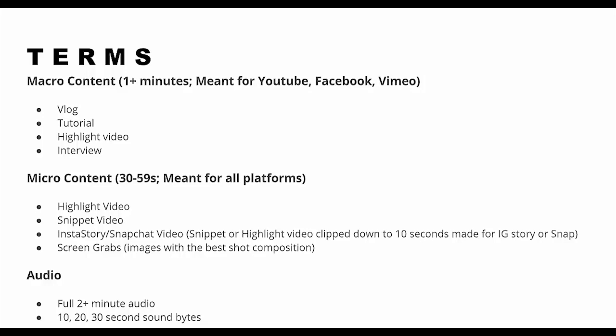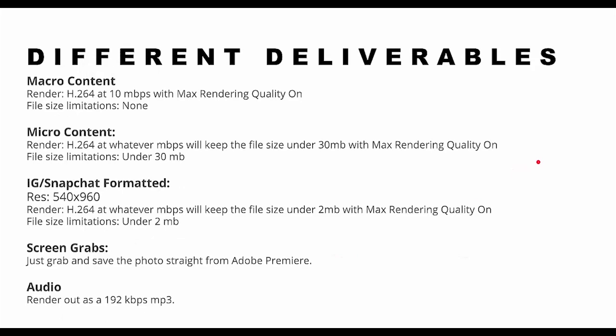It's just up to you how you want to go with it. So the different types of deliverables. This is for you guys, the video editors. Macro content: render at H.264 at 10 megabits per second with max rendering quality on. File size limitations: none. Micro content: H.264 at whatever megabits per second, as long as it's under 30 megabytes with max rendering quality on, okay, you're good to go, because the program that we use only allows for 30 megabytes as max.